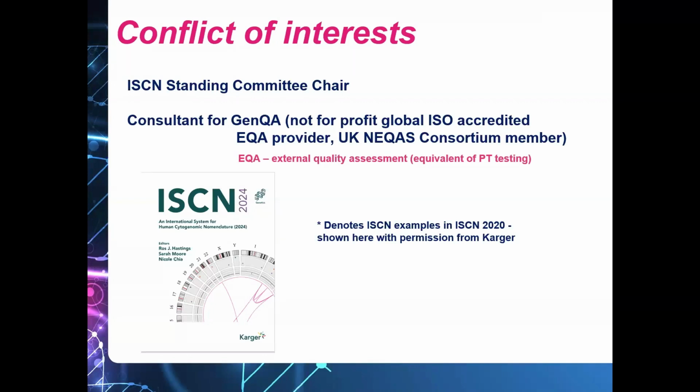Where there are asterisks, I'm hoping you can see the arrow. This denotes examples from ISCN 2020 or ISCN 2024, and they're shown here with permission from Karger. If you want to use these examples from the book, you do have to get permission from Karger to do so. I'm hoping that you've all got the book. If you haven't, you may like to consider it.